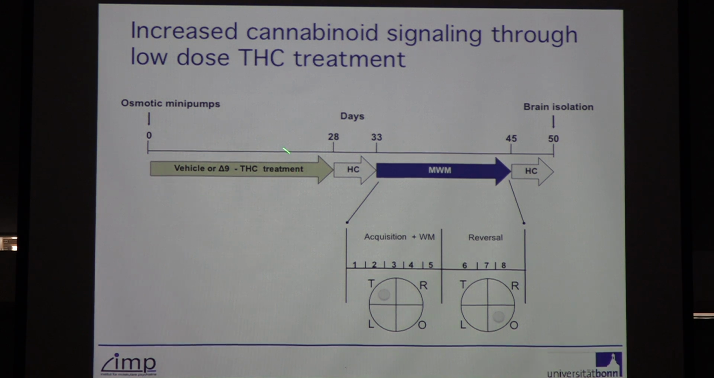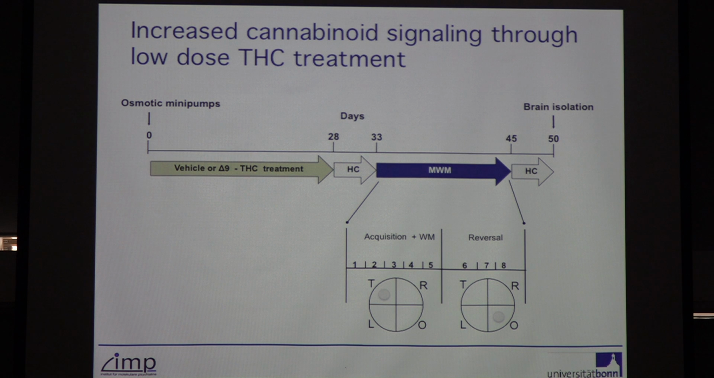We implanted osmotic mini pumps in the animals for 4 weeks. The osmotic mini pump stayed in the animals, but they released THC only for 4 weeks. Then they had a week washout period, and then we did behavioral testing. We did this with young animals, 2-month-old mice, and with older animals, 12-month-old mice. 12 months is pretty old for a mouse, but not super old. We can get up to 3 years in older mice.